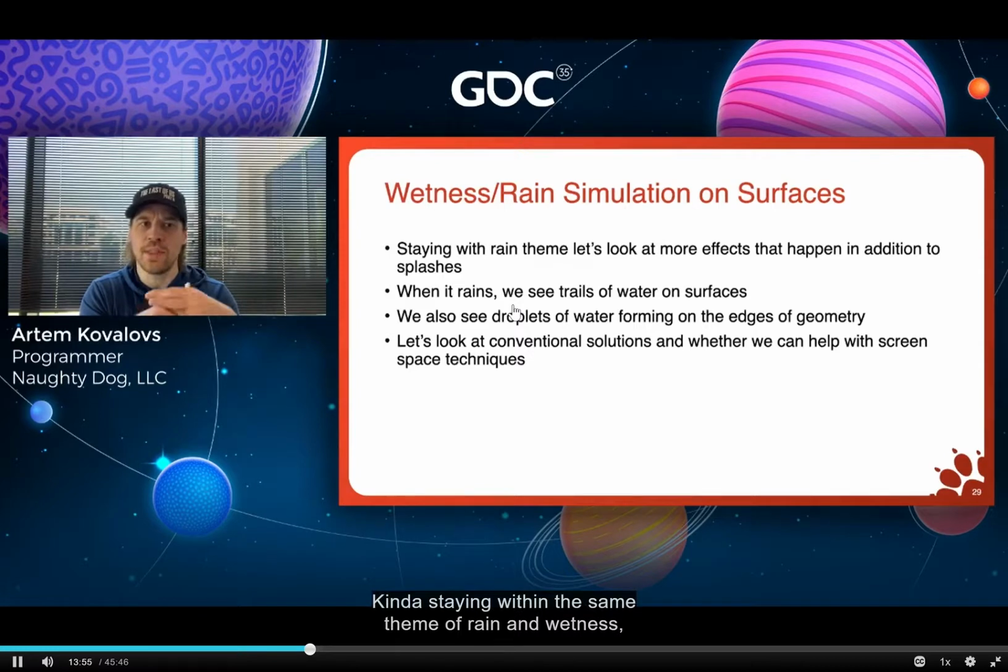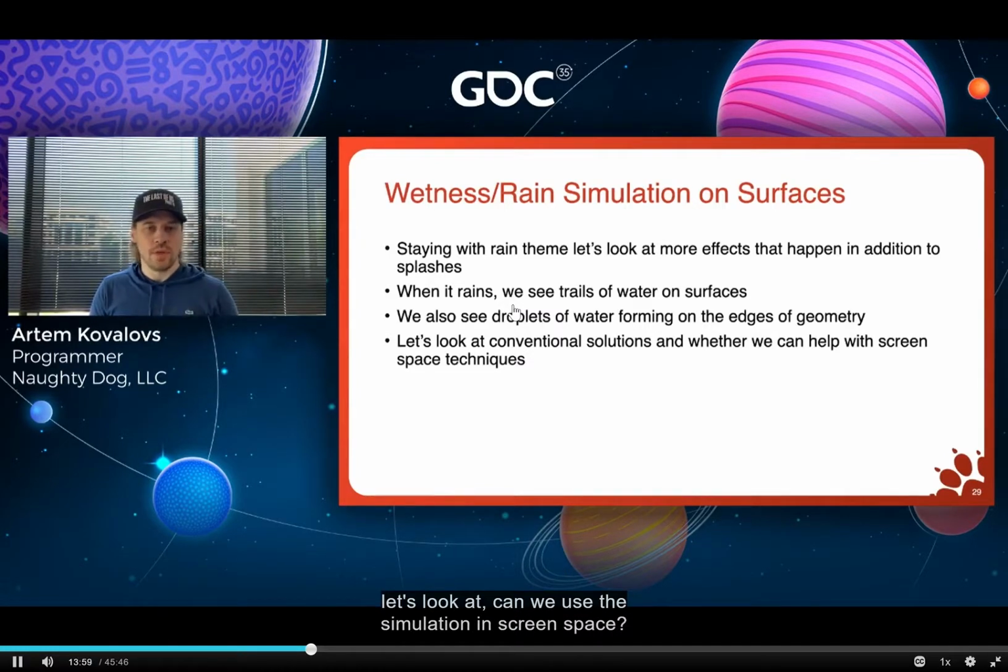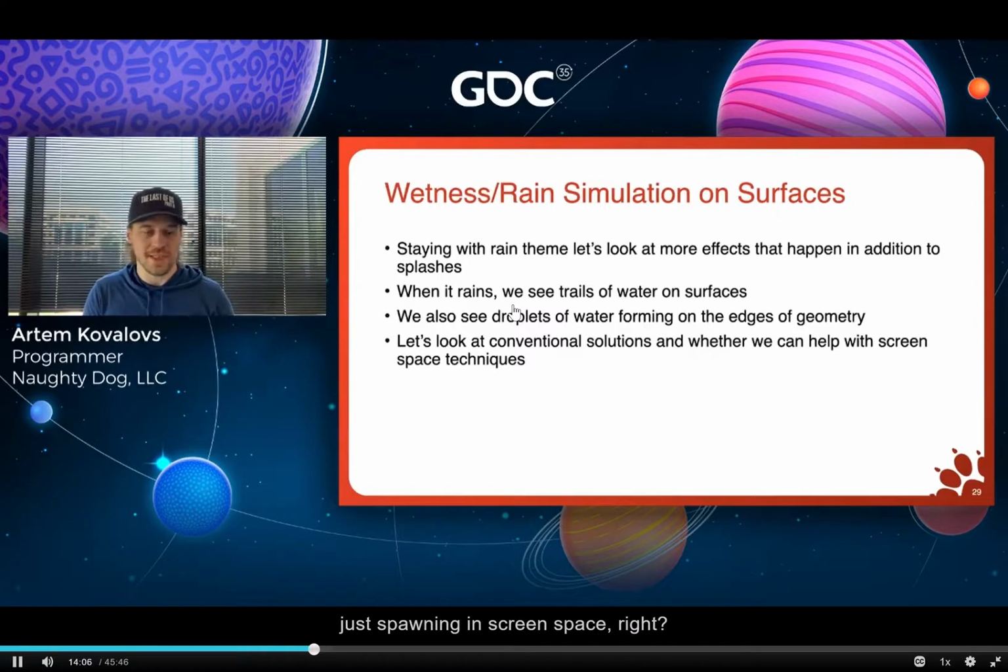Kind of staying within the same theme of rain and wetness, let's look at, can we use this simulation in screen space? So far it hasn't really been simulation, it has been more just spawning in screen space, right? And tracking in screen space. So what else can we do?